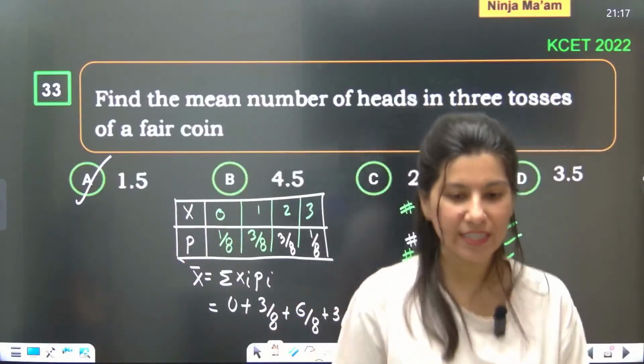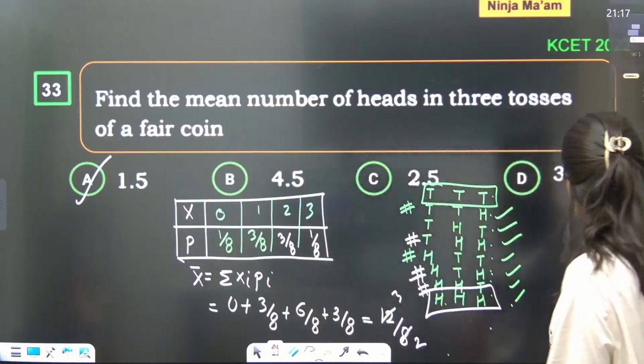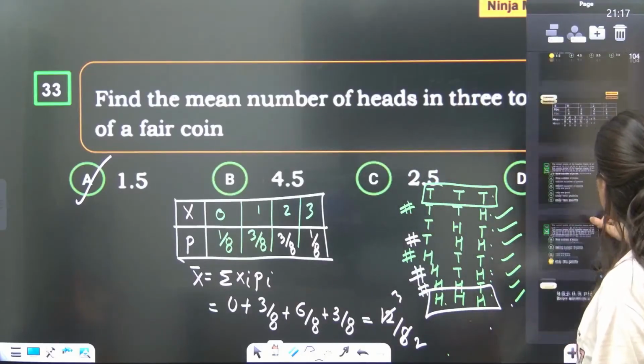Teacher, your native state? My native state is Indore, Madhya Pradesh. Okay, I'm from Madhya Pradesh.